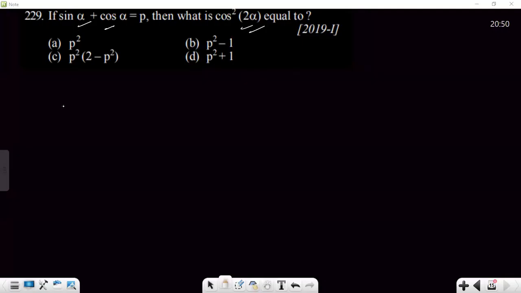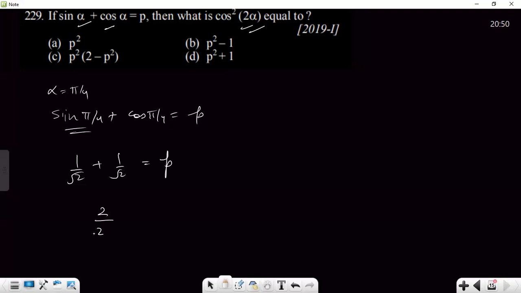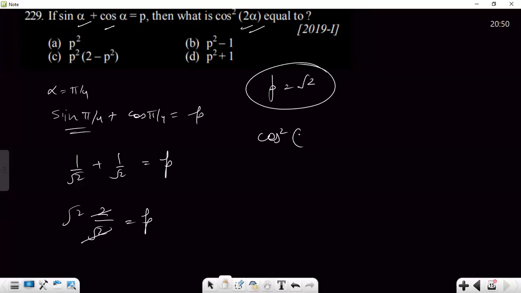So taking alpha as 45 degrees, sine of pi by 4 plus cos pi by 4 will give us some value. This is 1 by root 2 plus 1 by root 2 is equal to P. That is 2 by root 2 because it's double. Root 2 cancels, so P becomes square root of 2. What we need to find out is cos square of 2 alpha. 2 alpha means 2 into 45, which is 90 degrees. Cos of 90 is 0, so 0 square is also 0.